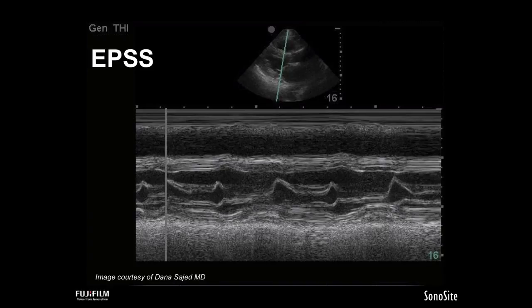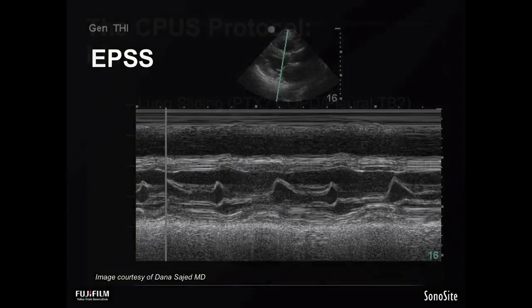There's a great article published in Journal of Emergency Medicine in 2014, and the title of which is E-point septal separation, a bedside tool for emergency physician assessment of left ventricular ejection fraction, showing that the EPSS actually is a good tool for assessment of acute decompensated heart failure.